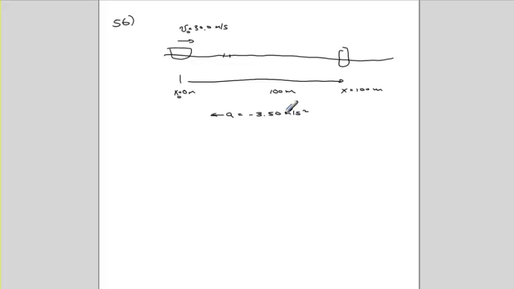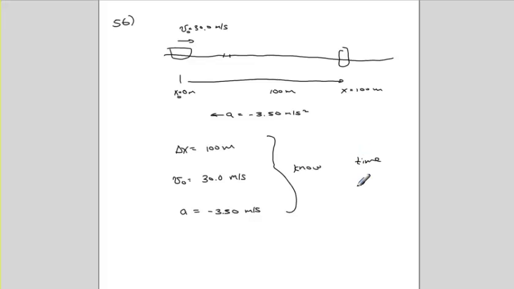What is the velocity of the boat when it reaches the buoy? So again, we've listed what we know. We know that delta x is plus 100 meters. We know that v0 is plus 30 meters per second because the velocity is in the same direction as displacement. We know the acceleration is negative 3.5 meters per second squared. So that's what we know, and we don't know the other two things, time and velocity. Well, luckily, that's what they're asking for in this problem.